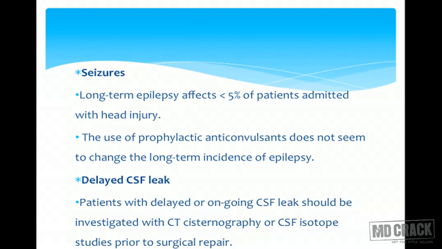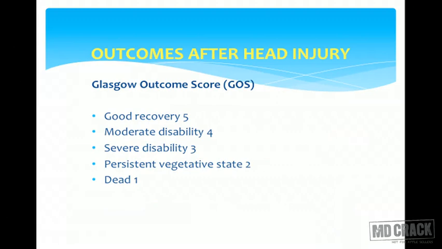Next we can have delayed CSF leak. So patients with delayed or ongoing CSF leak should be investigated with CT cisternography or CSF isotope studies prior to surgical repair. Friends, having seen various Glasgow coma scales, now we have got the Glasgow outcome score. So it is called GOS. So please go through this scale very carefully.